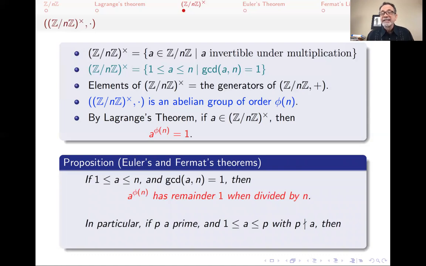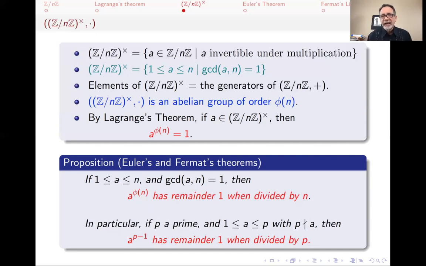And in particular, if instead of n, you take a prime p, then the number of integers less than it that are relatively prime to it is p minus 1. So phi of n becomes p minus 1 if n is p. And instead of saying that you want a number a that's relatively prime to n, all you have to say is that the prime p doesn't divide it. So if p is a prime, you pick a number a between 1 and p, p does not divide a, then a to the p minus 1 has remainder 1 when divided by p. And this is a version of Fermat's theorem.